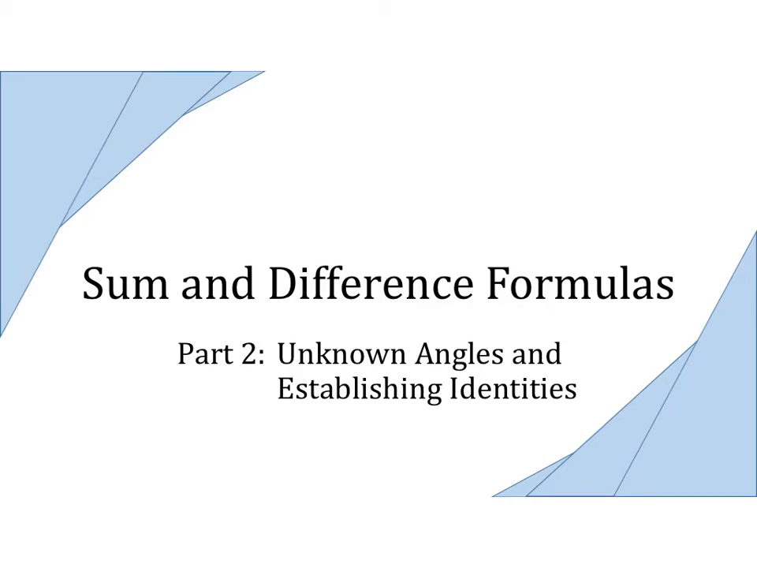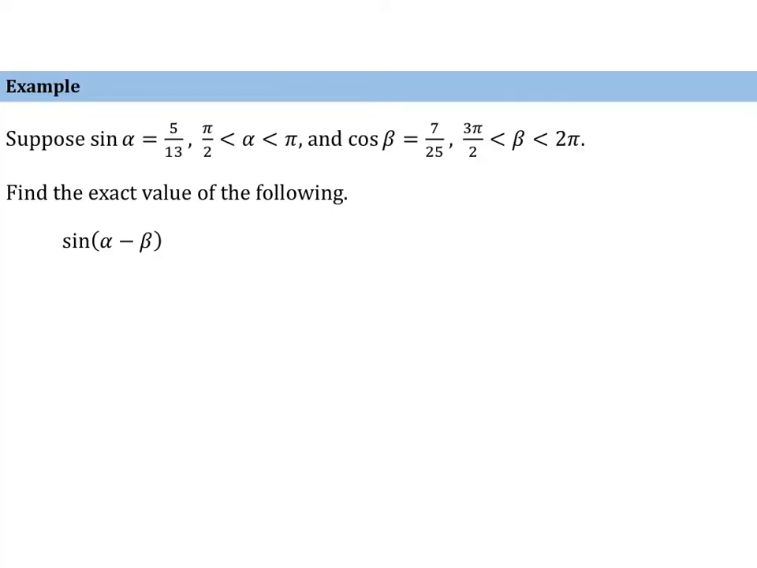Now we will take our sum and difference formulas and broaden their use. So let's imagine that we have two angles, alpha and beta. The sine of alpha is 5/13, and you'll notice that alpha is between pi over 2 and pi. That means that alpha is in the second quadrant. And you'll notice that cosine of beta is 7/25, and beta is between 3 pi over 2 and 2 pi. That means that we are in quadrant 4.